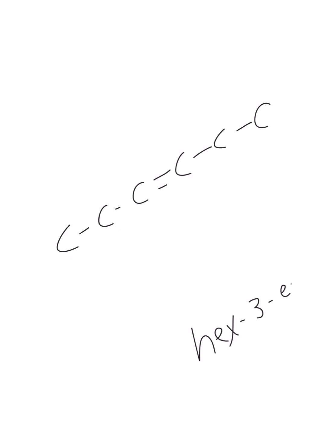I don't know where this came from, but somebody brought up this structure. So if we have 6 of these in a row, okay, and one thing we can definitely establish is that it is a hex-3-ene, right? Because it's got to be on carbon 1, 2, 3. It's between 3 and 4. 1, 2, 3. So it's hex-3-ene.